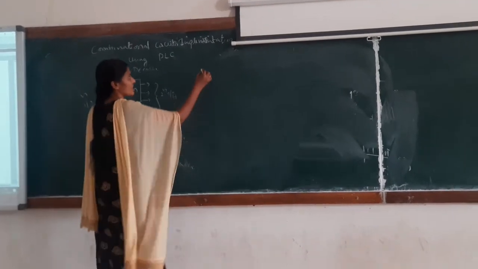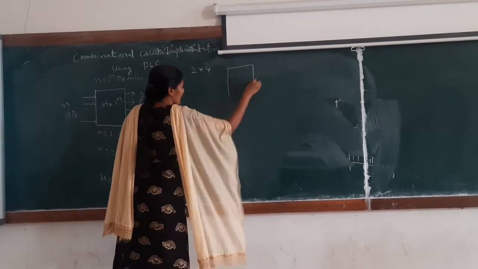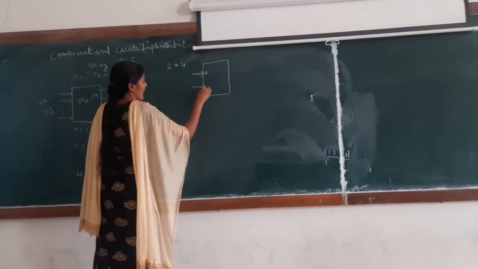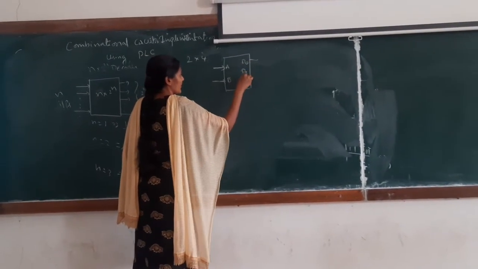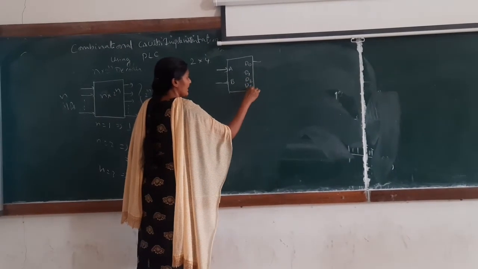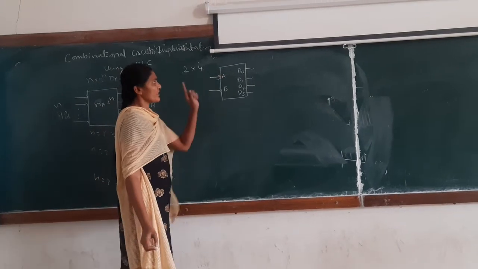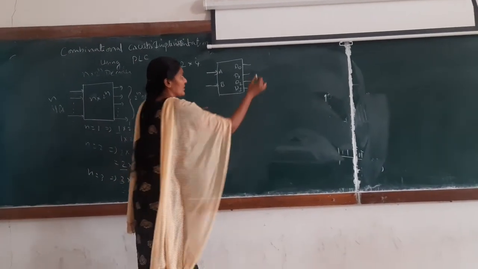Let us take the first example, the 2 to 4 decoder. What is the 2 to 4 decoder? It has 2 inputs, A and B, and it produces 4 possible outputs, D0, D1, D2 and D3. Each output is one minterm. You know very well about the minterm. A minterm is a product of inputs.